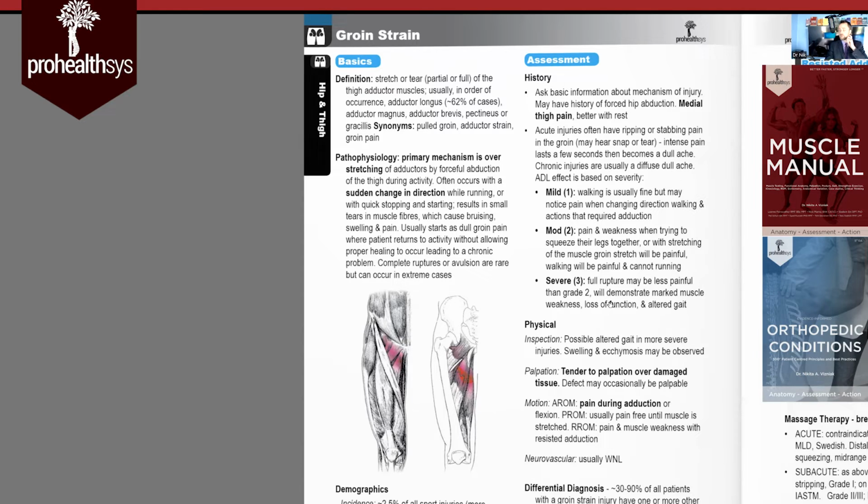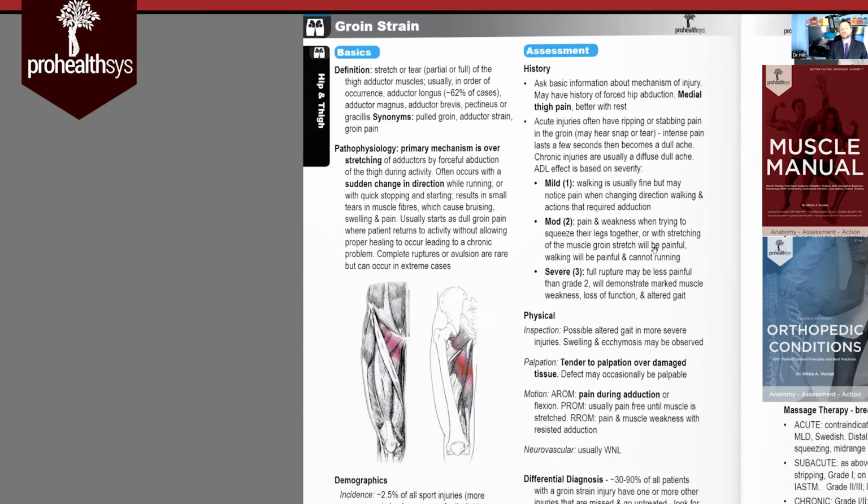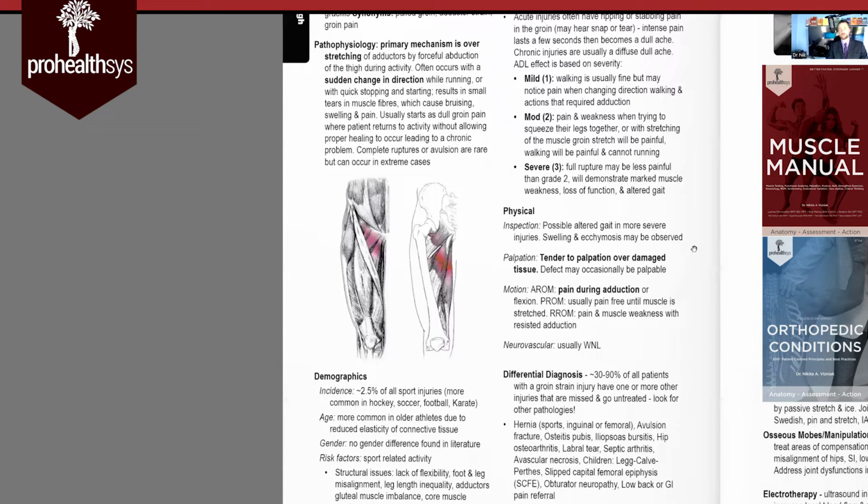Physical exam: palpable, possible altered gait, swelling. You might even see this bruising there. Palpation. This is the biggest finding right here. I've only said it 3 times so far, I think. You're looking for tenderness to palpation over the damaged tissue. And the nice thing about the inner thigh, there's not really that much else there. It's basically big muscles, no major vessels, no major nerves in that area. So you can go ahead and palpate in there fairly deep, big, strong muscles to stabilize our legs in our bipedal motion. What else? Active range of motion, pain during adduction with active range of motion or resisted range of motion, and then pain during abduction when you stretch the damaged tissue.